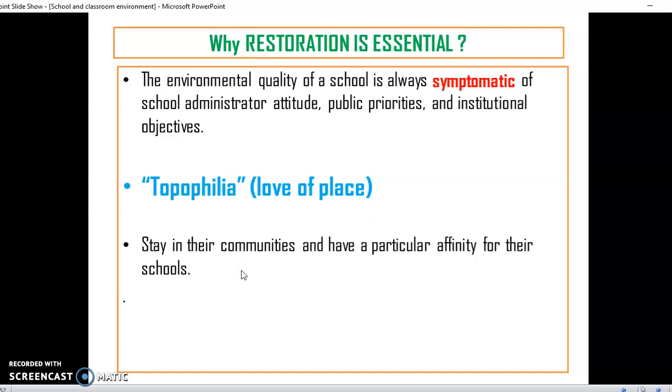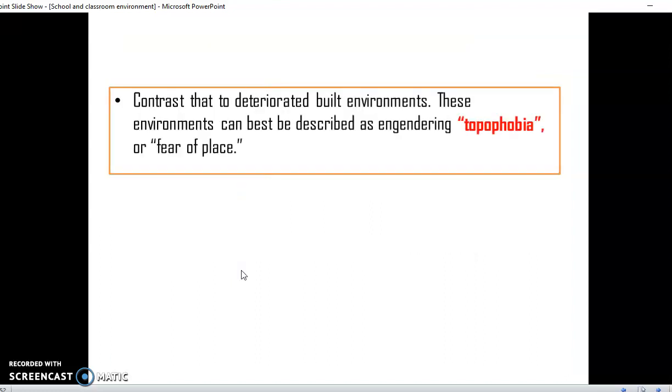So like that, it's not only about the student, but also about all the stakeholders who are a part of an institution. So in order to develop that, that restoration needs to be taken care of, for which each and every stakeholder of that particular system plays an important role. Moving ahead, now contrast that to deteriorated built environments.